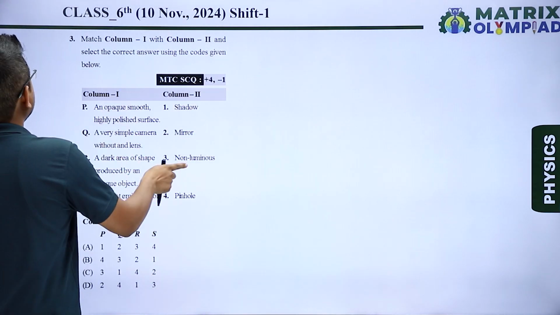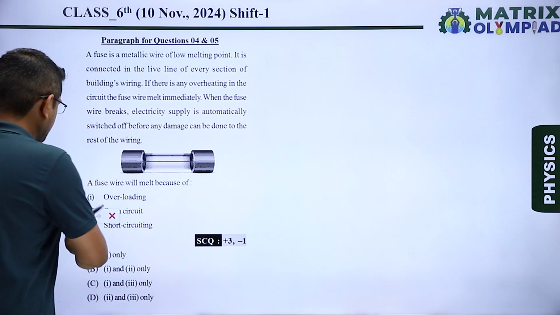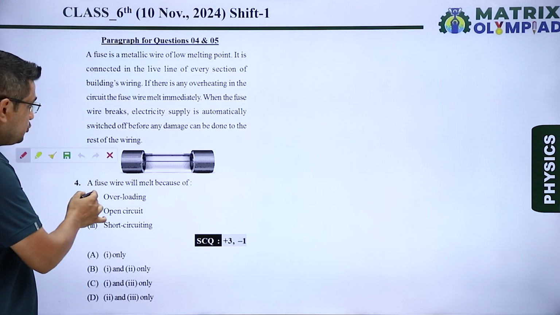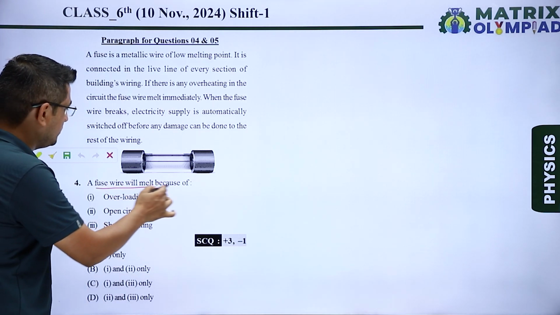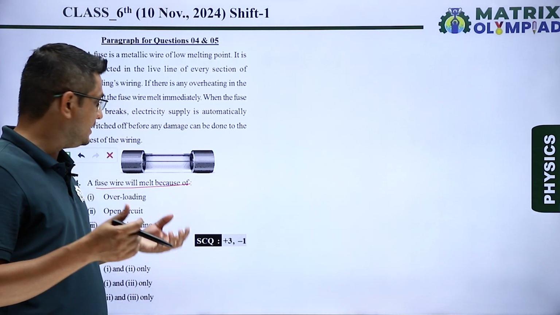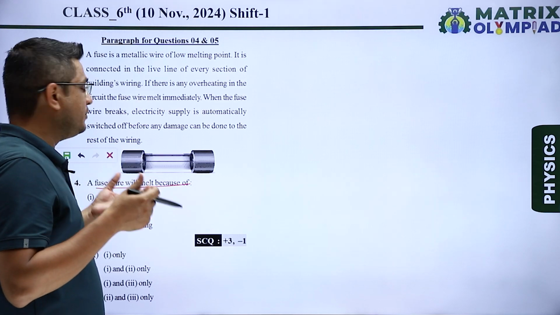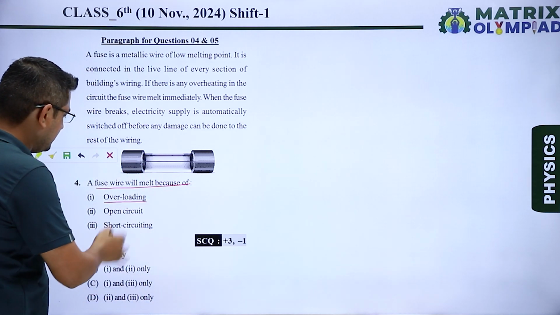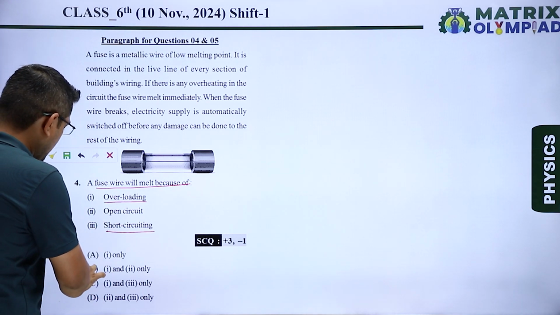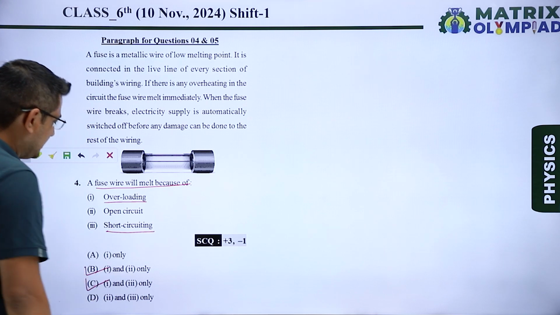Okay. Next question. Question number 4, which is based on a paragraph. So here some details are given about the fuse and it is asked, a fuse wire will melt because of. So fuse is a protecting device which is used to protect any electric circuit from overloading and short circuiting. So this fuse wire will melt due to overloading or short circuiting. So first and third is correct. So option C is our correct answer.